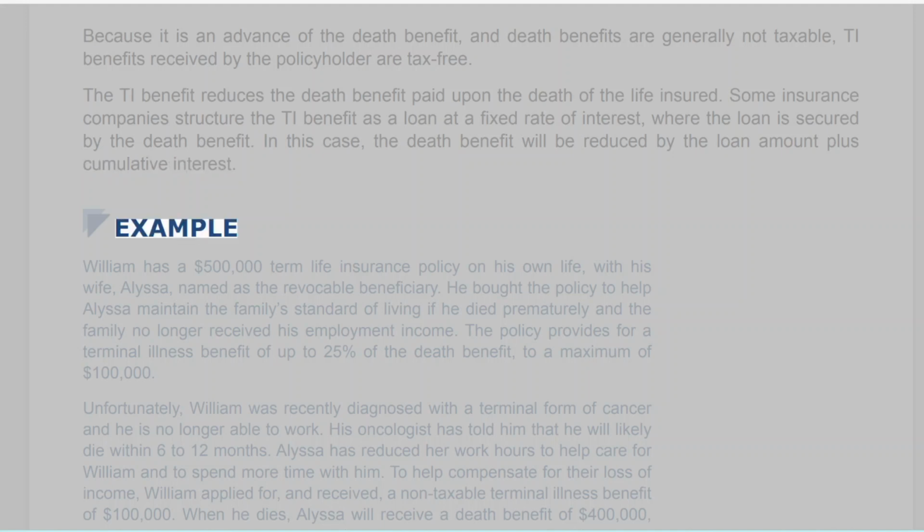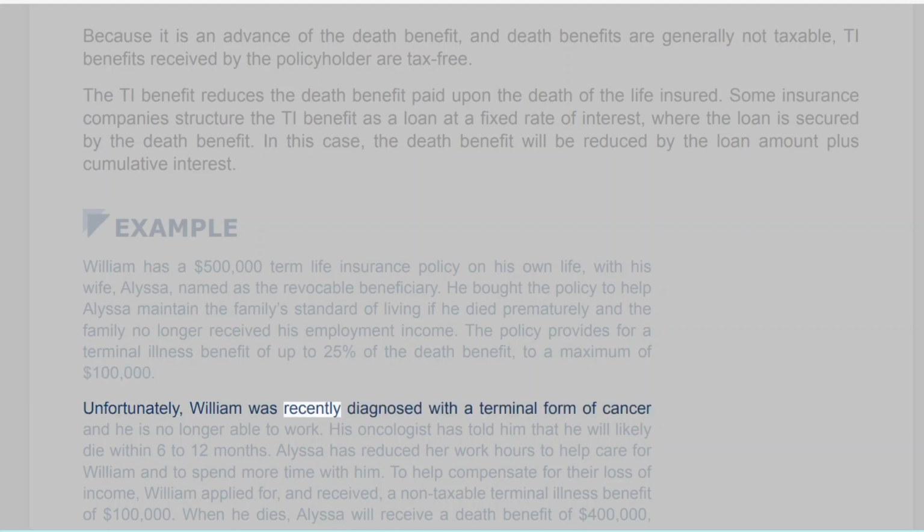Example: William has a $500,000 term life insurance policy on his own life, with his wife, Alyssa, named as the revocable beneficiary. He bought the policy to help Alyssa maintain the family's standard of living if he died prematurely and the family no longer received his employment income. The policy provides for a terminal illness benefit of up to 25% of the death benefit, to a maximum of $100,000.